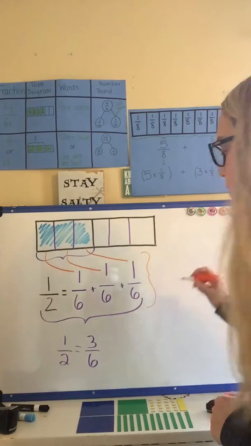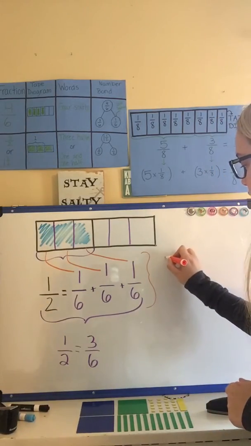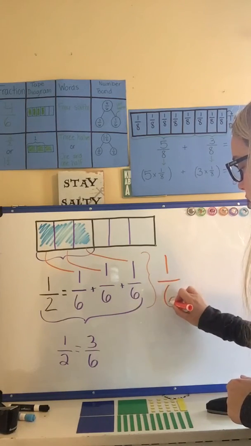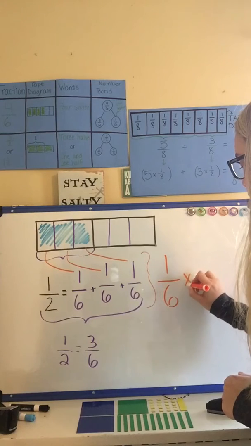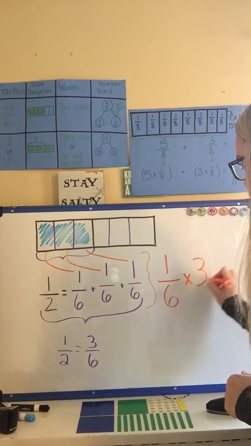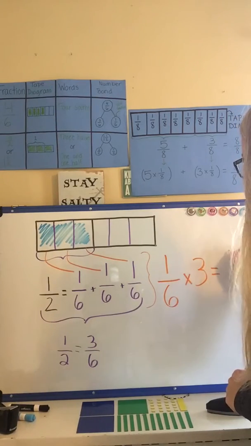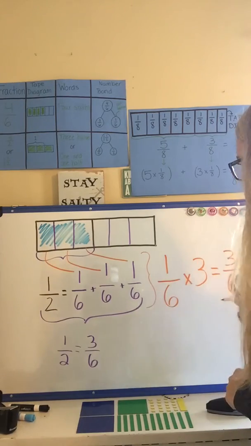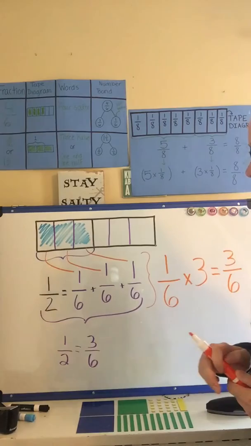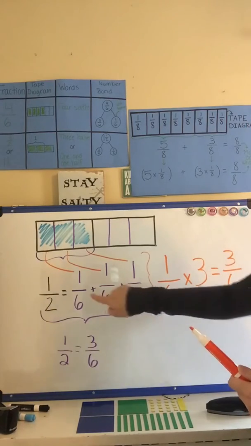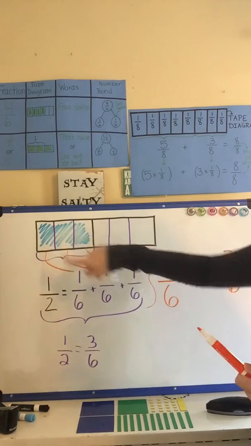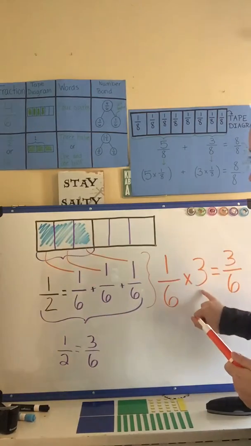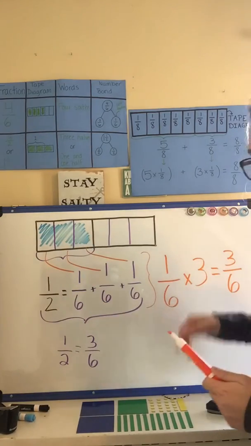into a new statement. I can say 1/6 times 3 is equal to 3/6. I can see that because I originally got my 1/6 from the value of the tape diagram, and then with how many were shaded in, that's where I got my times 3.